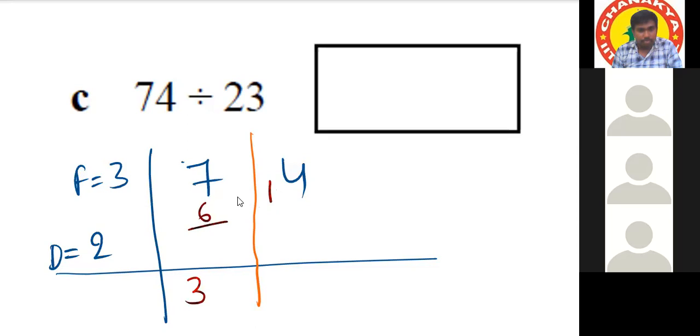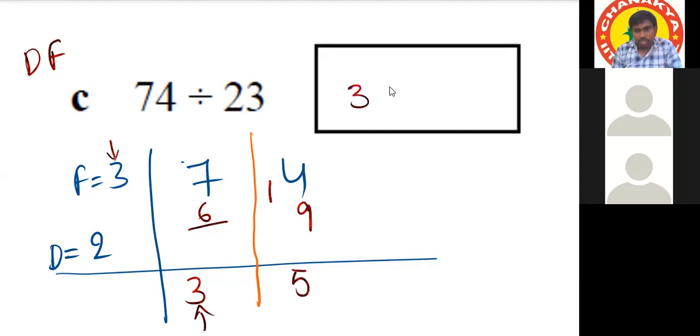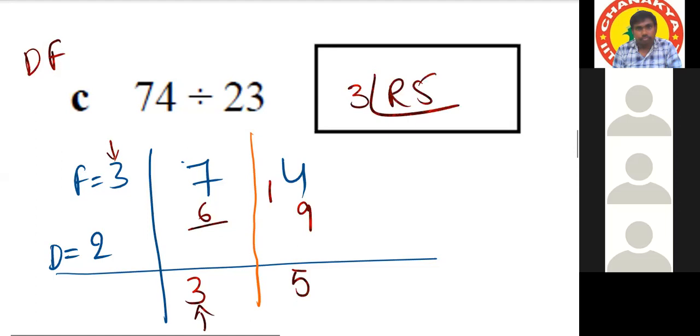Now this number becomes 14. After the divisor is over, then we have to go with the flag. 3 flag. 3 3s are 9. So 14 minus 9 is how much? 5. 3 with a remainder 5. That's all.